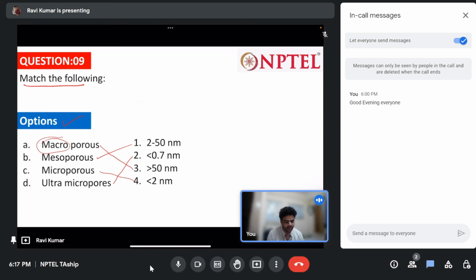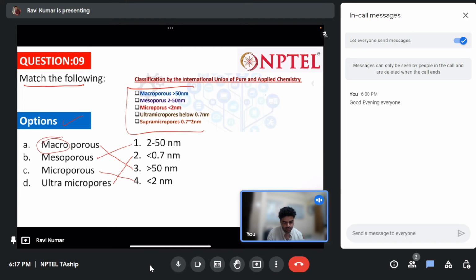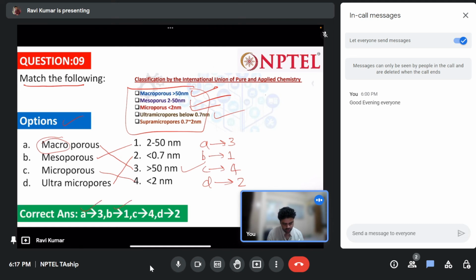And you can verify here, macroporous more than 50 nanometer, right? So A goes to third. Mesoporous 2 to 50 nanometer, yes. So B goes to 1. Microporous less than 2 nanometer, so C goes to 4. And ultra microporous below 0.7 nanometer, then D goes to 2. So A goes to 3, B goes to 1, C goes to 4, and D goes to 2. Yes. This is the answer for this question.